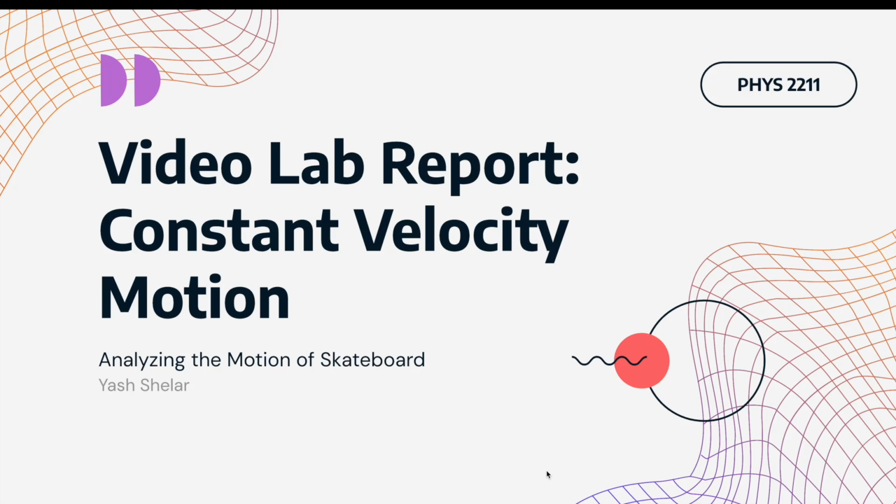Hello, my name is Yash Shalar, and this is my lab report on the motion of an object moving at a constant speed. In this experiment, I observed the motion of a skateboard moving 3 meters at a constant speed. The main purpose of this lab is to analyze the motion and develop a computational model that accurately describes the observed data based on Newton's second law, or the momentum principle. I'll also compare my model's predictions to the observed data and discuss the key physics principles involved.